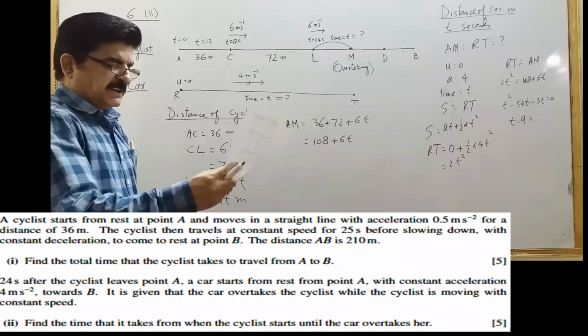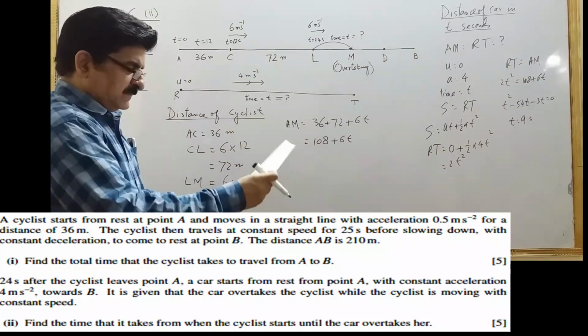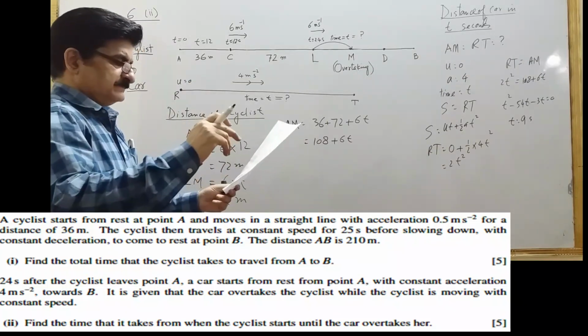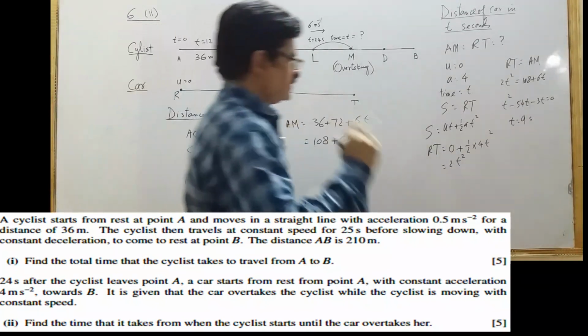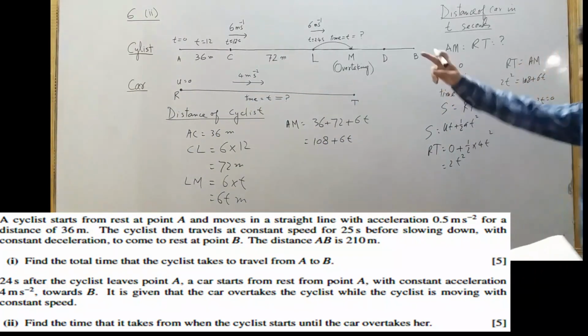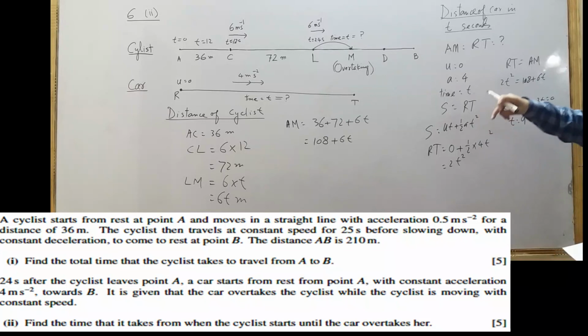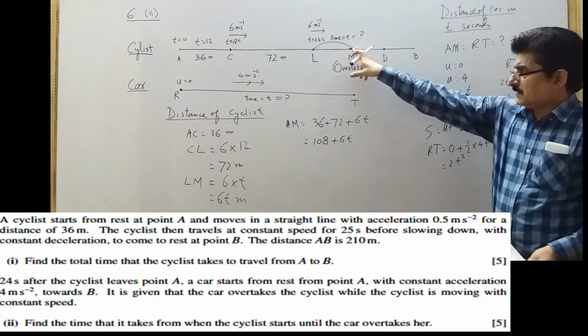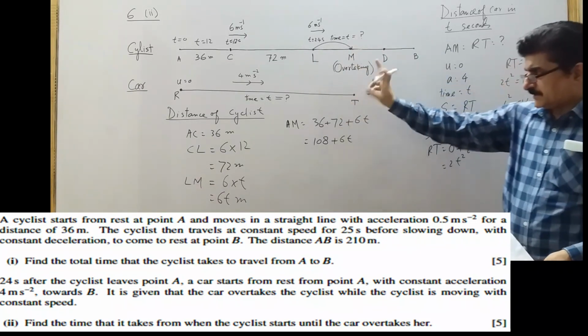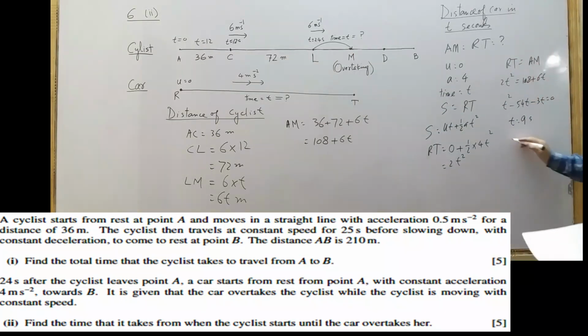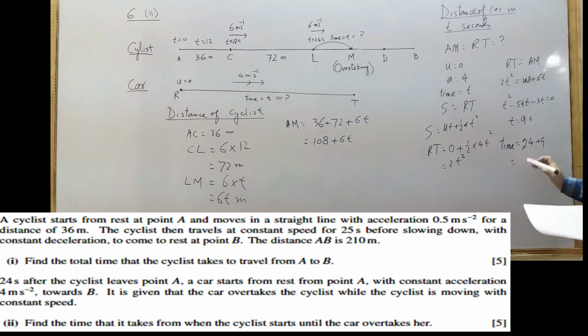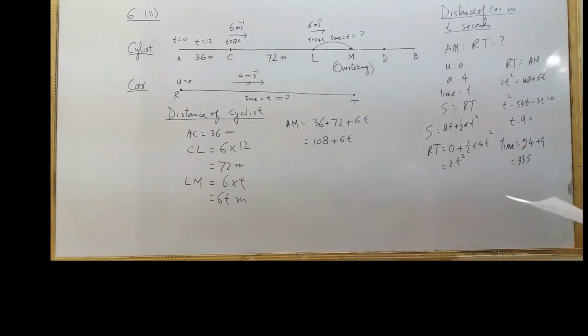But see the statement again. Find the time that it takes from when the cyclist starts. So the cyclist starts at time 0, but when the car overtakes, the time is 24 plus 9 seconds. So our answer is 33 seconds. Thank you.